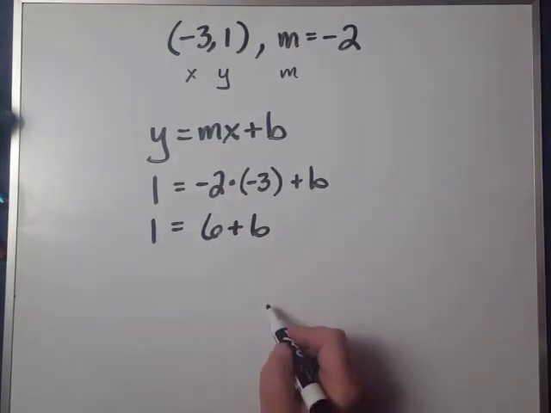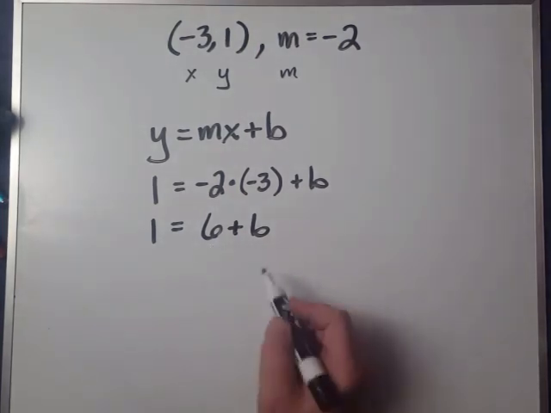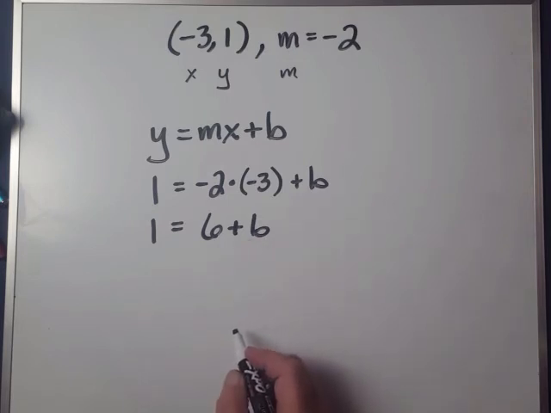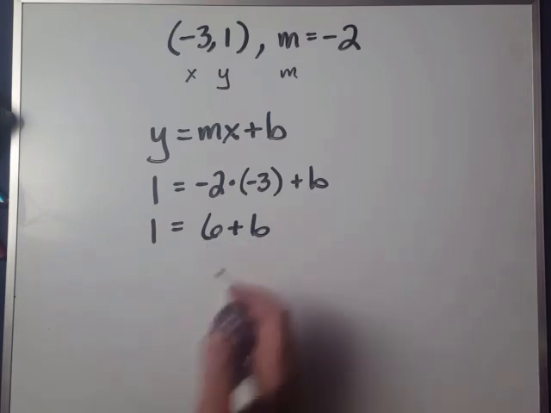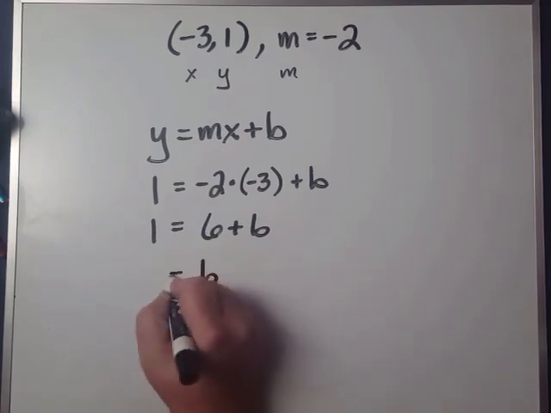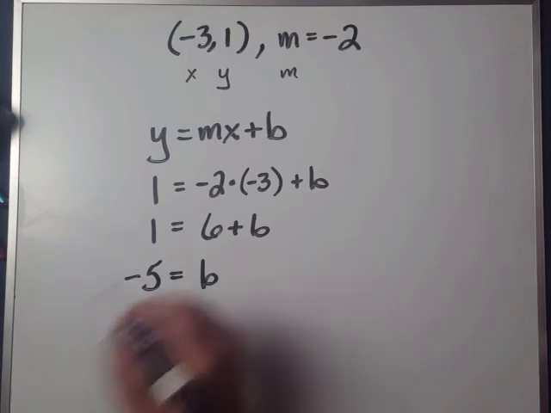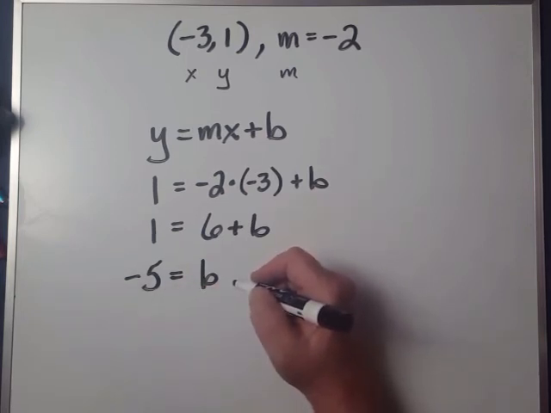Please make sure your 6's and your b's can be told apart. They should not look similar enough to each other that you're not sure what that is, especially when someone else is reading what you've written. Subtract 6 from both sides, and b is -5. I have all the information I need now.